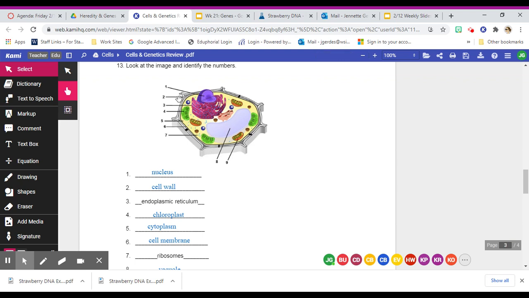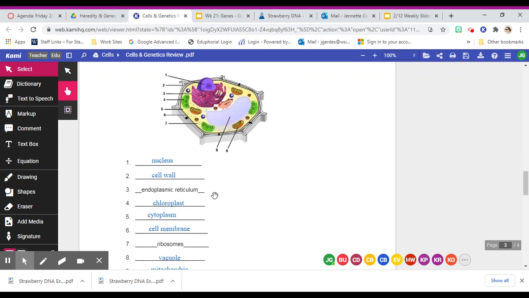Number 2 is pointing to this area right here, which is the cell wall. Remember, this is a plant cell. Okay, number 3, just skip. We didn't learn about that this year. Number 4, the chloroplast. Remember, that's the green kitchen. It looks like it has money in it to me, or pancakes, if we're thinking about the green kitchen and making food. Number 5 is the cytoplasm. It's the yellow area, the open space.